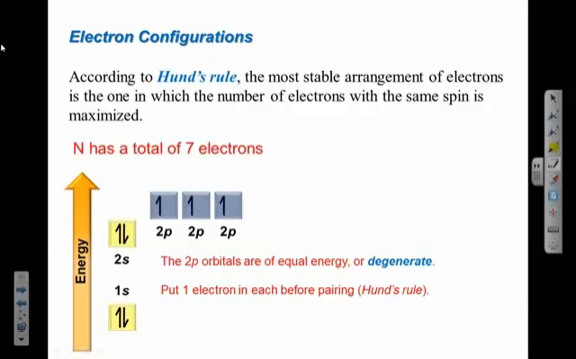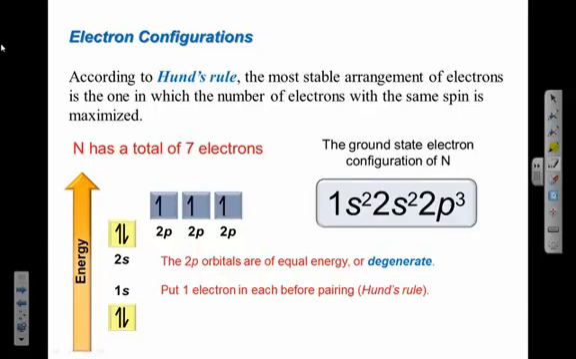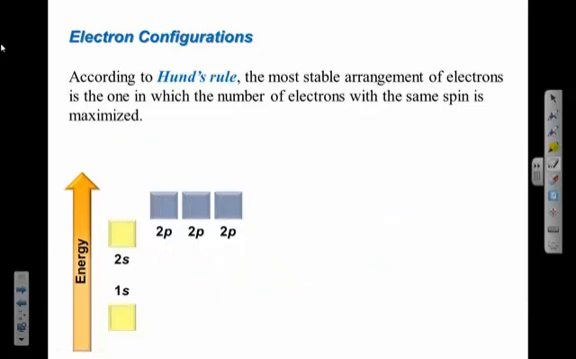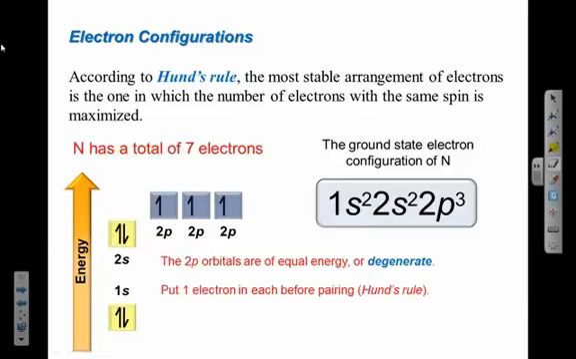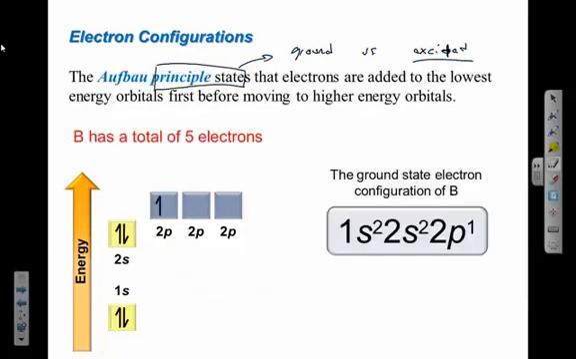So if I'm looking at the ground state, I want to follow Hund's rule. That will give me an electron orbital diagram that matches the actual properties of the elements. And so if I have 3 electrons in the 2p, then I would have a 2p3, giving me 7 total. What's the difference between Hund's rule and this guy? Aufbau?